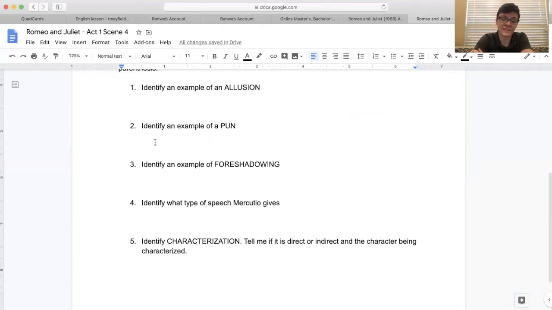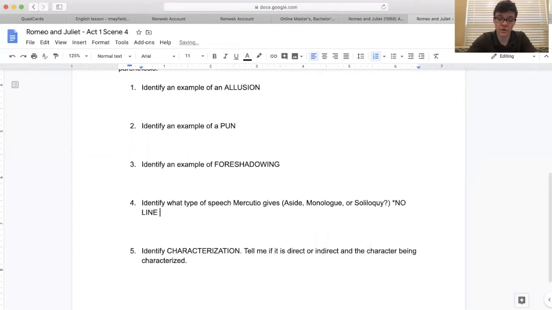Number four, identify what type of speech Mercutio gives. And I suppose I'll add this. What I'm really asking there, is it an aside? Is it a monologue? Or is it a soliloquy? So I want you to try to identify what type of speech it is. And no lines are needed for that question.